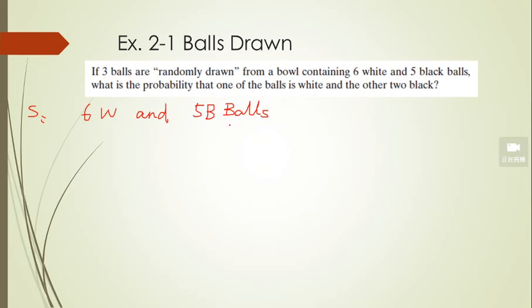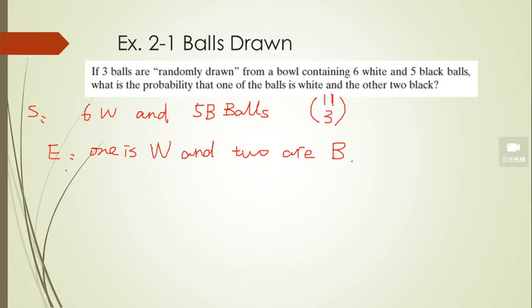So the order does not matter, which means we are going to do the combinations. So totally we have 11 balls, so it will be 11 balls, choose 3, right? 11 balls, choose 3. So what is this event? This event E will be 1 is white and 2 are black, right? So how many different combinations for event E? How many combinations for event E?